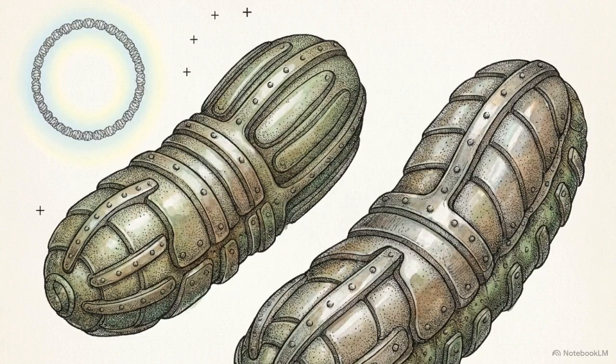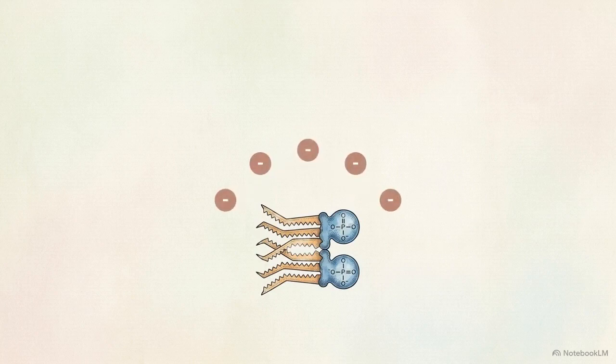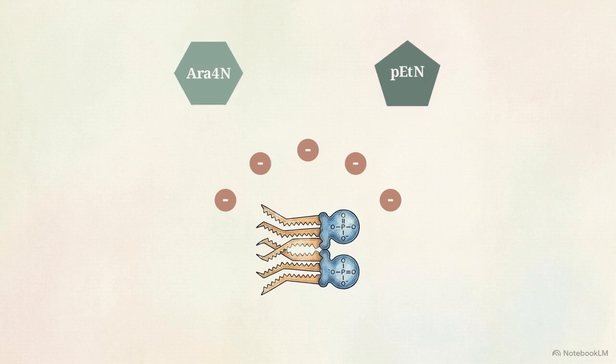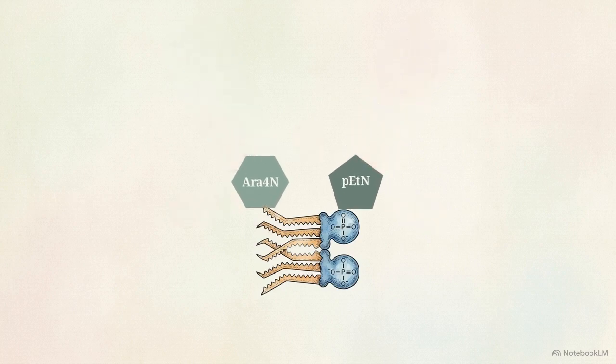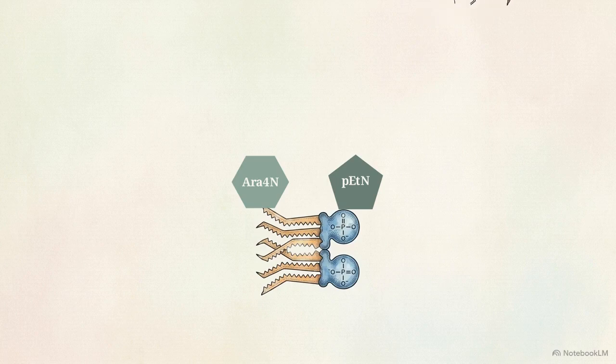Certain genera, like Proteus and Serratia, possess intrinsic resistance to colistin through natural, constitutive modifications to their outer membranes. For normally susceptible species, acquired resistance emerges through spontaneous chromosomal mutations. These typically occur in two-component regulatory systems, involving genes like mgrB, pmrAB, and phoPQ. These mutations command the bacteria to synthesize and attach molecules like Ara4N and pEtN directly to the lipid A. This addition reduces the net negative charge of the outer membrane, neutralizing the electrostatic attraction and successfully repelling the colistin molecule.